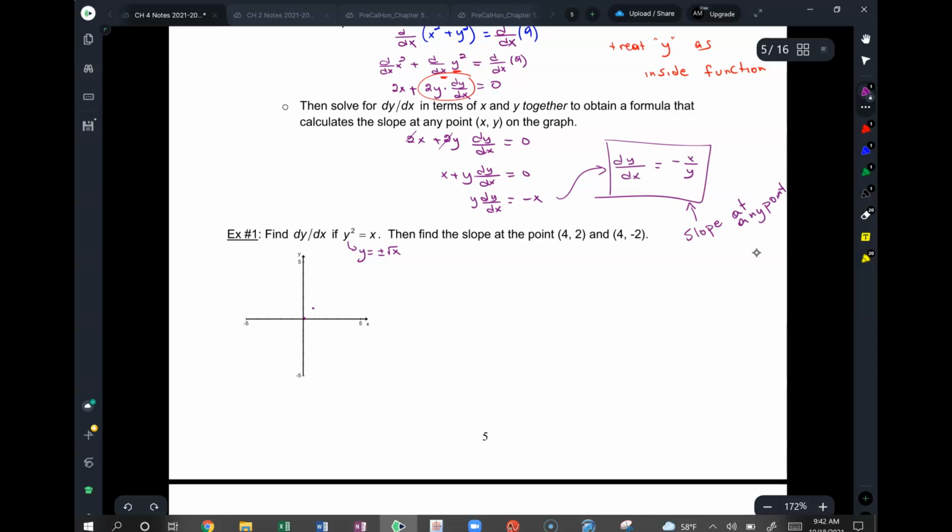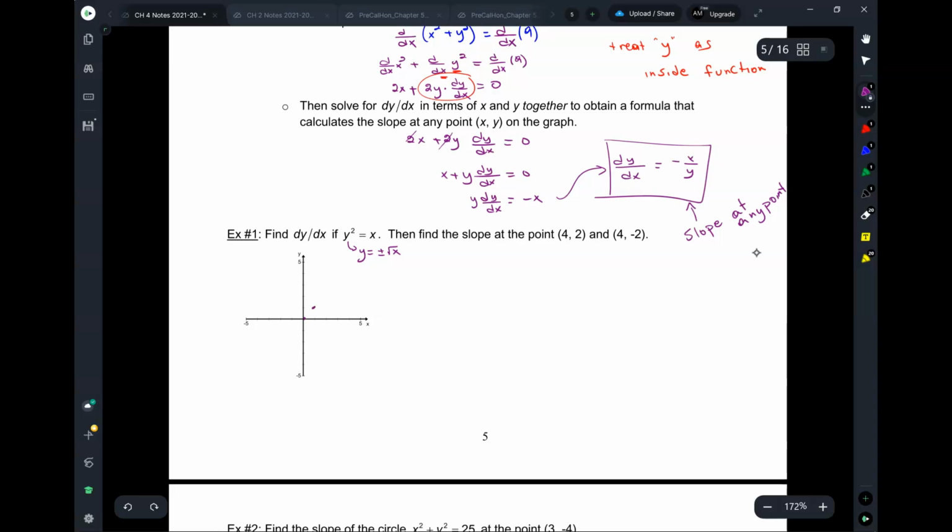So when x is 1, y is 1. When x is 4, y is 2. And here it's the negatives of that. All right. So that's how it looks. So now, I want to take a derivative here, and I want to find the slope at the point 4, 2 and 4, negative 2.